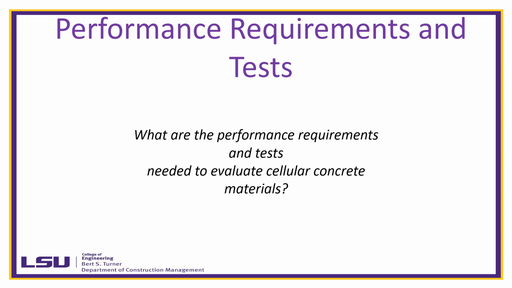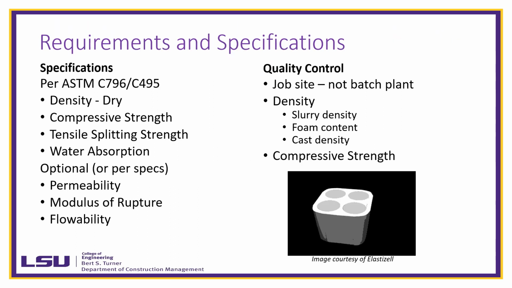So what are some of the performance testing requirements? What are the specifications for cellular concrete? The requirements per your ASTM standards are density, compressive strength, tensile splitting strength, and water absorption. Of course, you're going to have some engineering specs that call for other tests. The most common ones are permeability, modulus of rupture, flowability, and viscosity.